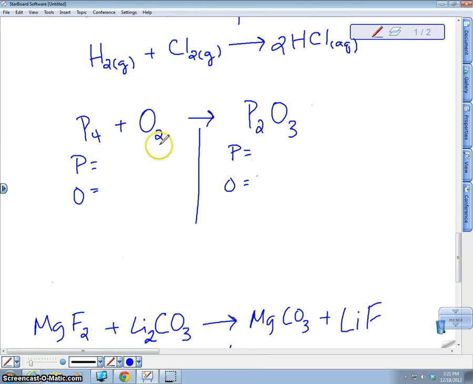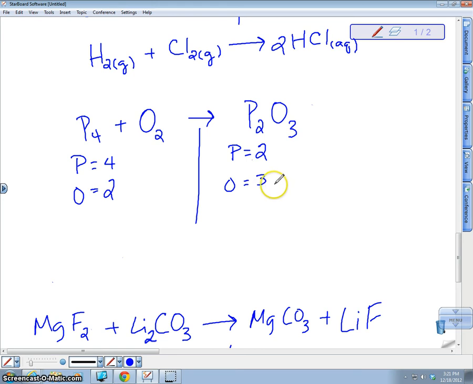I have P4O2. Notice this time it doesn't tell me what state of matter they're in, and that's okay. It won't always tell you. On my reactant side, I have 4 phosphorus, 2 oxygen. But on my product side, I have 2 phosphorus and 3 oxygen atoms. So again, I'm out of balance. I've gotten rid of some of my phosphorus, but I've added an extra oxygen, and neither of those things are allowed according to the law of conservation.